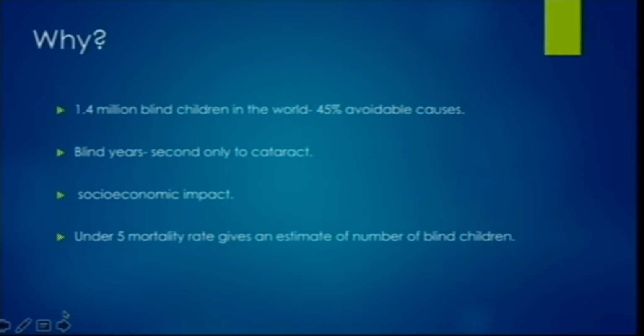Good afternoon, everybody. So this talk is basically about pediatric blindness. Why only pediatric blindness and not adult blindness? The near total statistics of WHO state that there are about 1.4 million blind children in the world, out of which 45% are avoidable causes. And the blind years caused by pediatric causes are second only to adult cataracts.